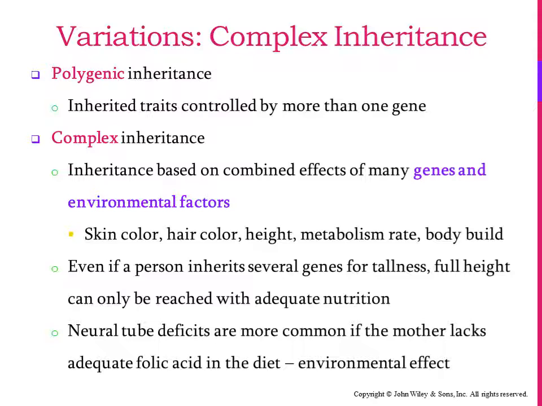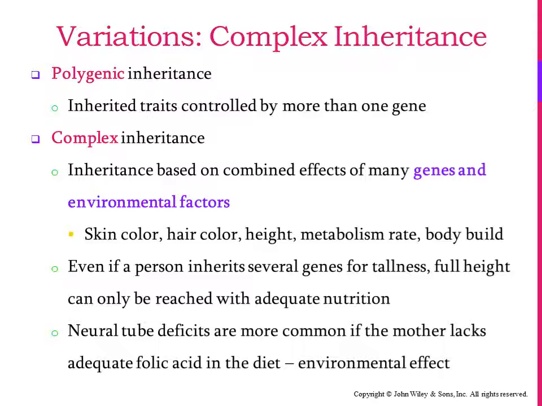For example, skin color is not just due to the skin color gene. There are multiple genes that affect skin color, as well as hair color, height, metabolic rate, and body build. And you add to this things like diet, sleep during growth and development for height, the foods they eat, their physical activity. All of these things can affect these traits, especially height, metabolism, and body build. Even if a person, for example, inherits several genes for tallness, they can only reach their full height if they also have nutritional support and adequate sleep to support the activity of those genes.